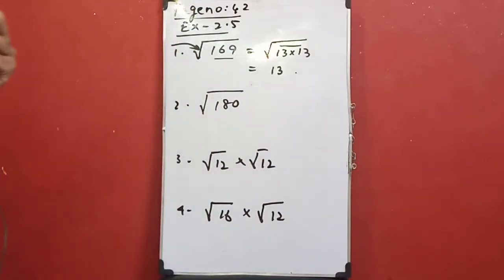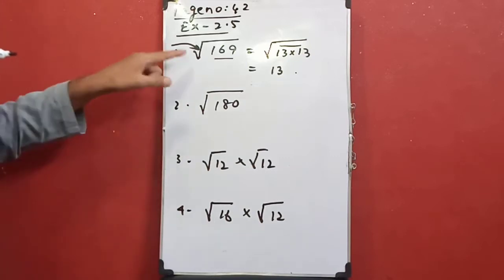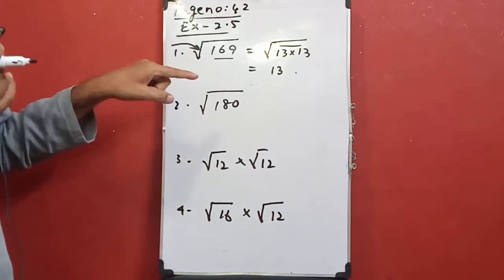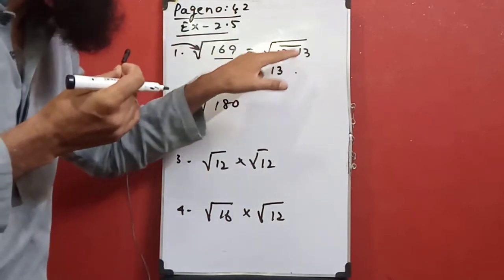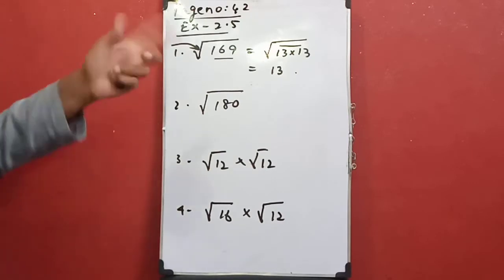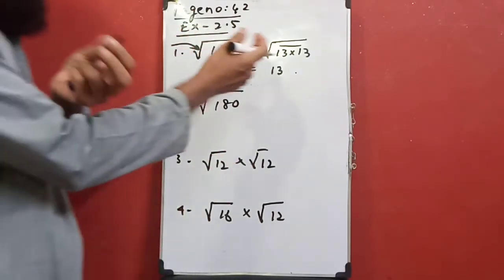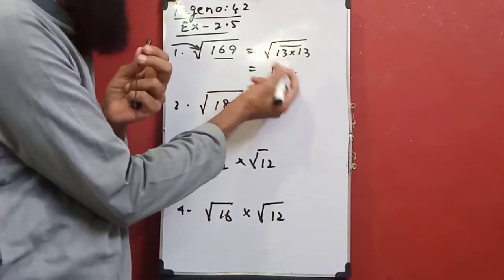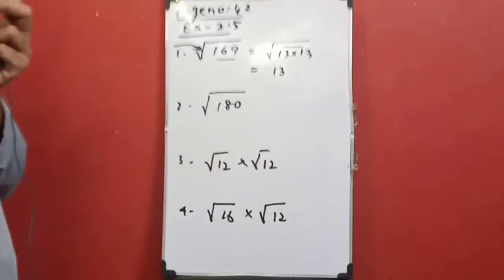I think this is a very easy method, but radical sign means find the square root, and square root means first we find the square of the number and then we write it as a common factor. 13 into 13 is 169, and we took only 13 as the answer. Question number 2.